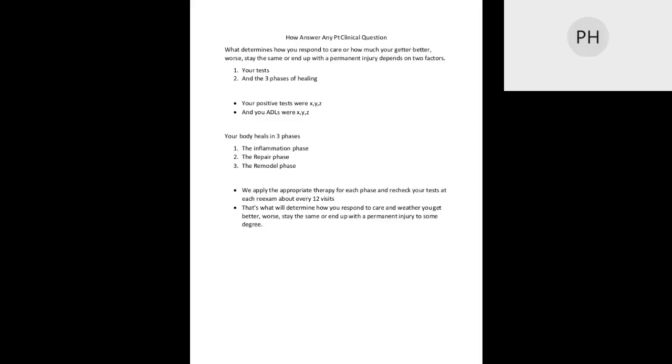And so we just simplify it. And then I personalized it right there when I said your tests were this, this, and that, and your ADL was this. So your body heals in 3 phases. We have used the appropriate therapy for each of the 3 phases to try to get you back to normal as fast as possible. But when we recheck your test at each re-exam, that's what's going to tell us whether you're getting better, worse, staying the same, or eventually may end up with a permanent injury. That's how we know how you're going to respond to care and heal.